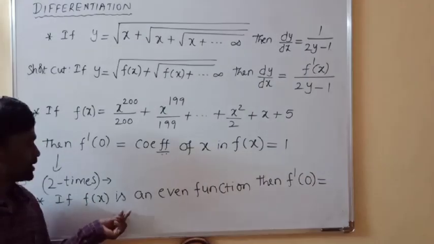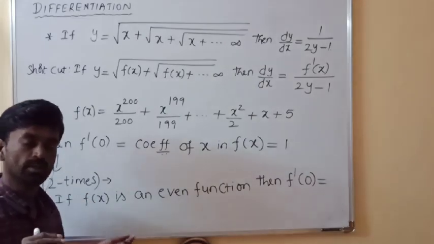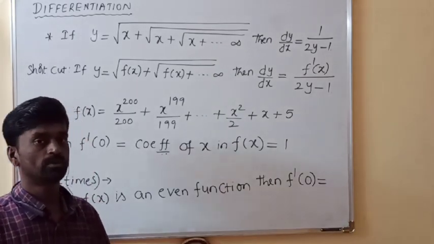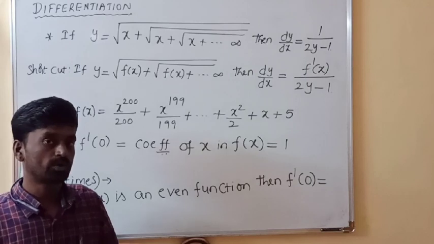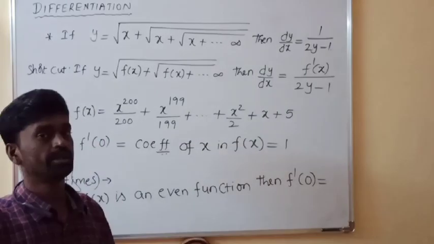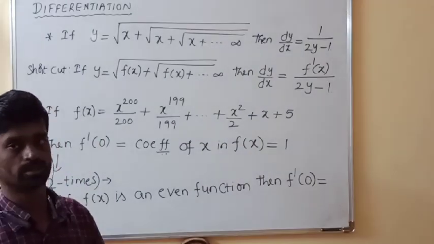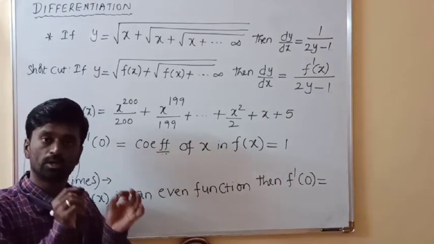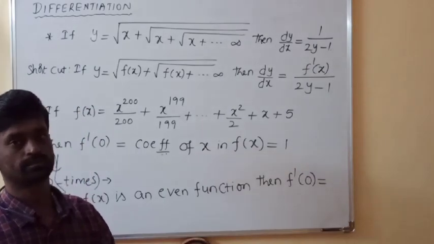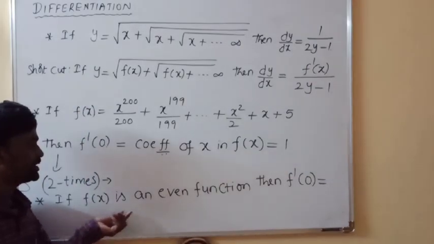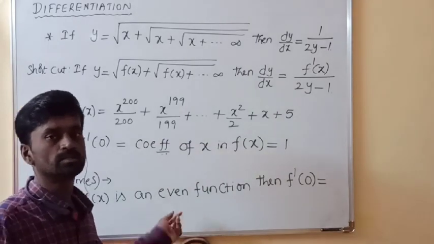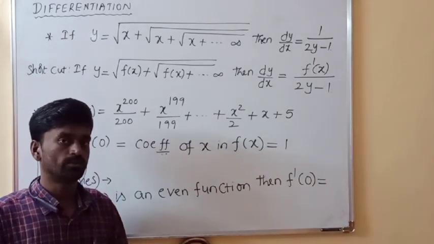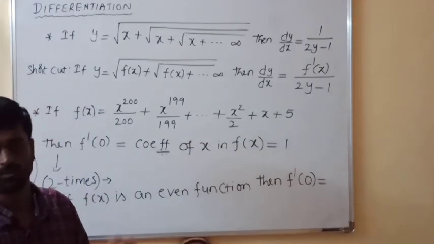Remember, if f of x is an even function, its derivative is an odd function. For example, cos x is an even function. The derivative of cos x is minus sin x, and minus sin x is an odd function. The derivative of an even function is an odd function. Similarly, the derivative of an odd function is an even function. So as f of x is an even function, f dash x is an odd function. And also at x is equal to 0, the value of an odd function is 0 only.